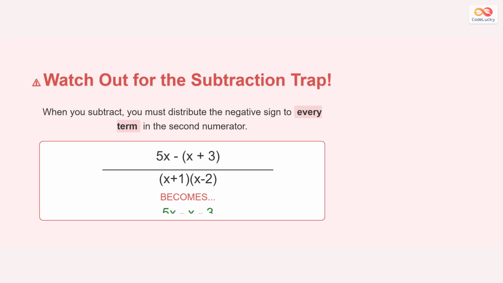This is the most common place where mistakes happen. When you subtract, that negative sign applies to every single term in the numerator of the second fraction. For example, if you are subtracting the quantity x plus 3, it's not just minus x. It becomes minus x and minus 3. You have to distribute that negative.